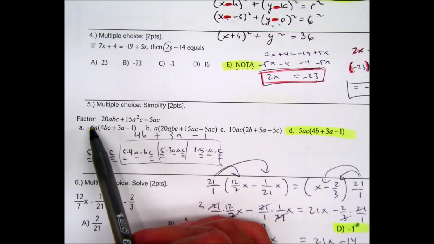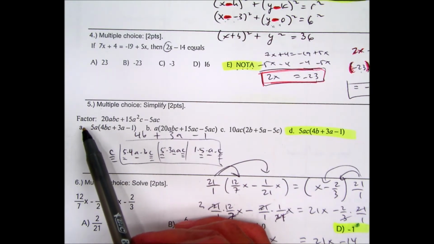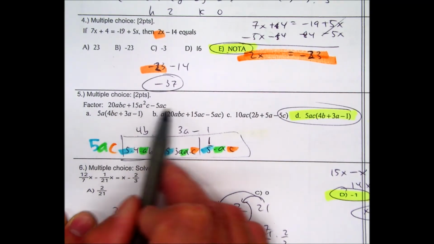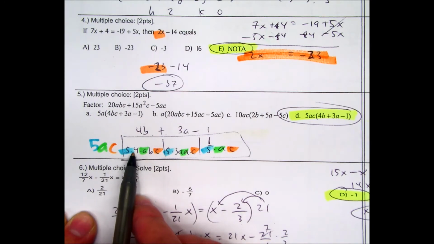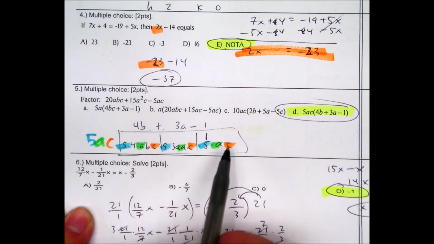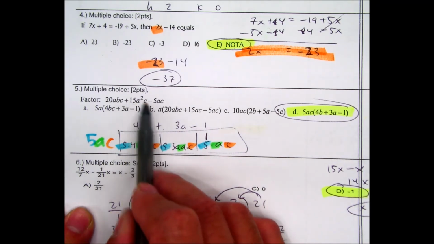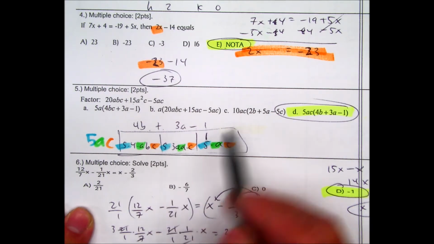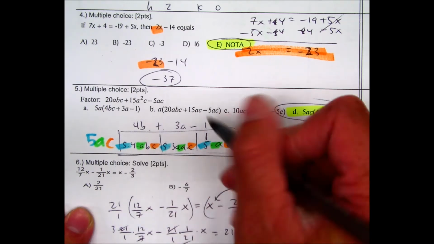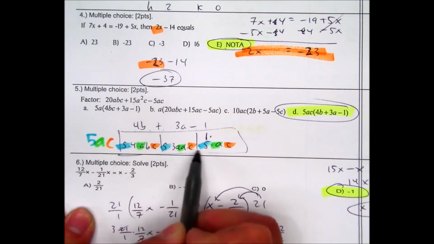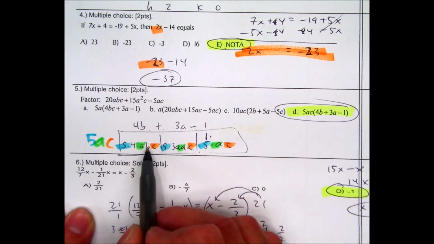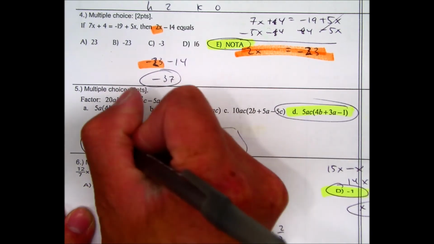Question number 5 talks about factoring that. This one's color-coded. What I do is break them into factors, so 20abc is 5 times 4 times a times b times c. I'm trying to look for the greatest common factor, one that's in each of those. 15a squared c is 5 times 3 times a times c, and negative 5ac, don't worry about the negative, is just 5 times a times c, and it's also multiplied by 1. Notice that they have a 5 in common, they have 1 a, and only 1 c. So here, this is our greatest common factor.